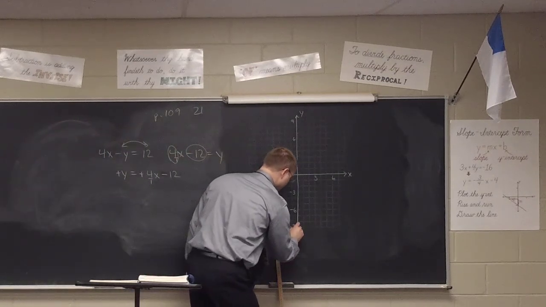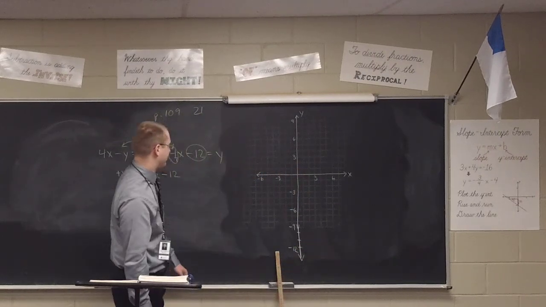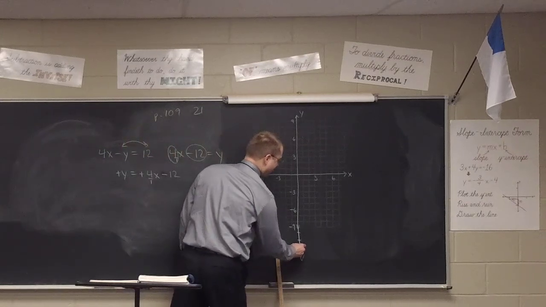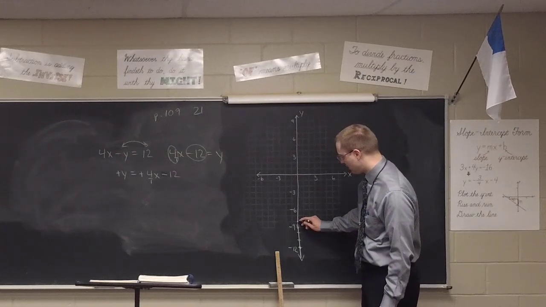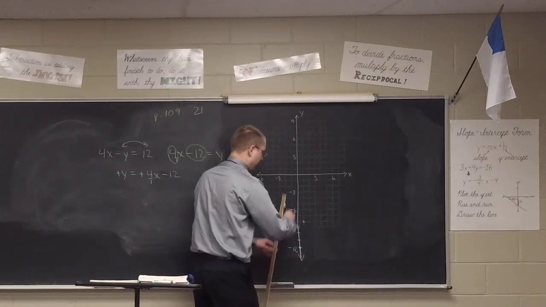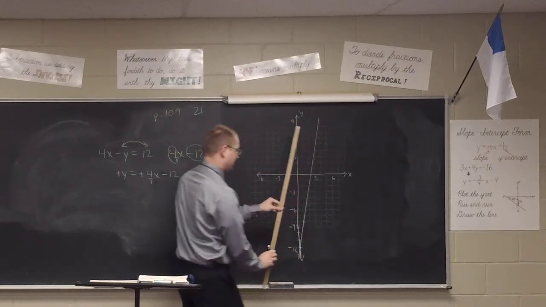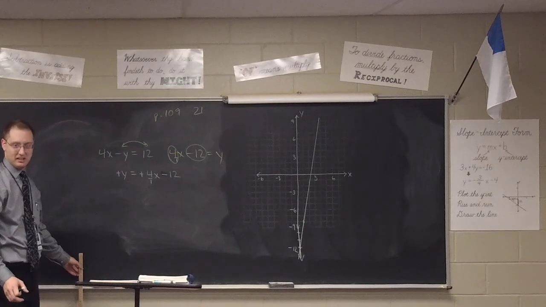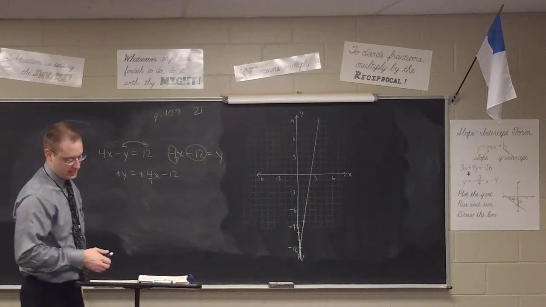Negative 12. Something like this down here. Doesn't fit on my graph grid too well. From here we would have to rise, class, 4 and run positive 1. And we get a line that looks something like that. Questions on that? Does it make sense now? You see what to do with a negative y. Just divide the negative away, or really just change all the signs.